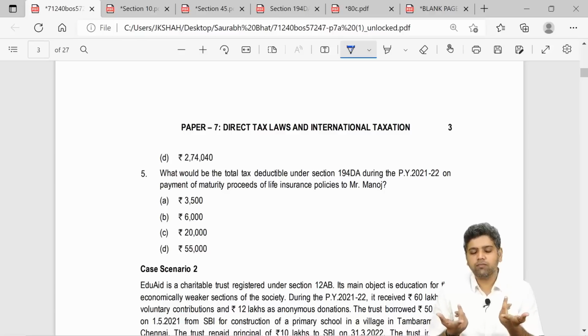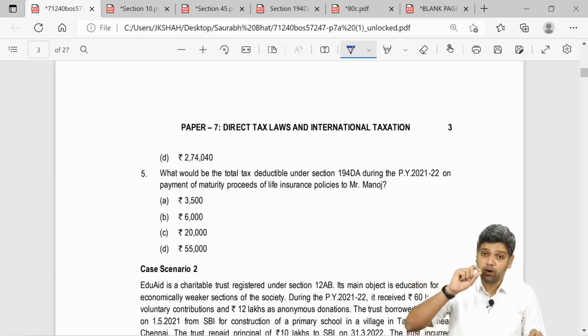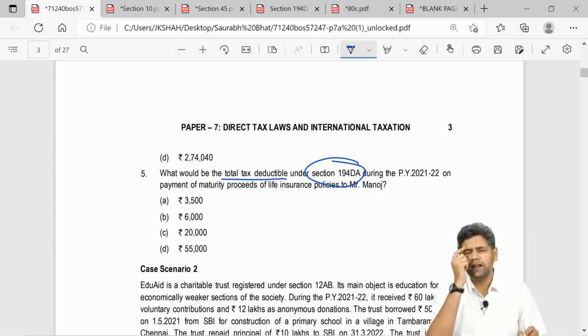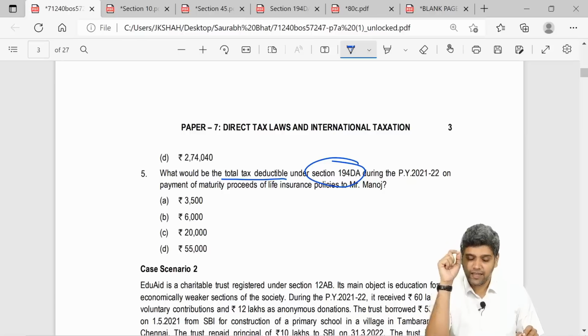But MCQ, one particular MCQ may be based on capital gain, one particular MCQ may be based on TDS, one particular MCQ may be based on penalty measures. So they can move from one chapter to another. So the important thing is that we should also have alacrity of mind. Now what are they saying? That what is the total tax deductible under 194 DA? So you should immediately think that under 194 DA, when payment is made on account of maturity of life insurance policy, which is not exempt under 10 clause 10D, then the TDS would be deducted at 5% on the income comprised therein.